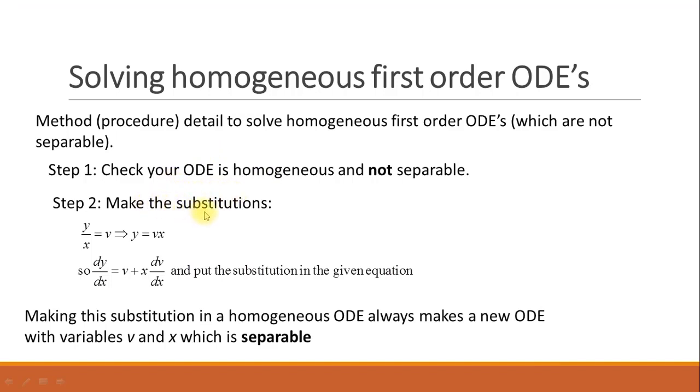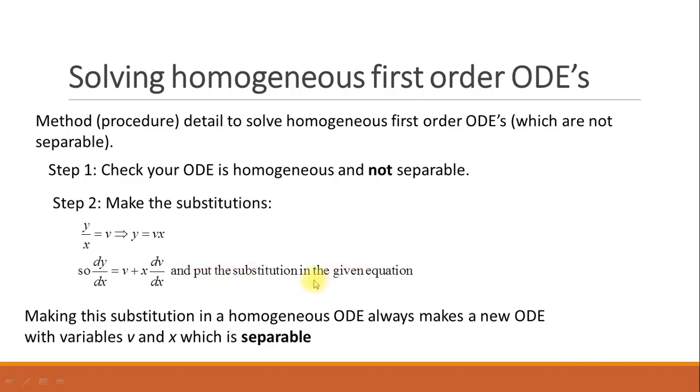Make a substitution. This is the substitution. First of all, write the differential equation in y by x form. If the differential equation is not in the form of y by x, then write the function in this form y by x, and substitute y by x is equal to v, y is equal to vx, and then take the derivative with respect to x. By the product rule we get dy by dx is equal to v plus x dv by dx, and put the substitution in the given differential equation.